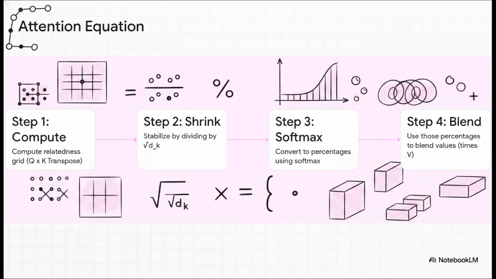And this brilliantly illustrates the whole picture. The single most famous equation in modern AI is really just a shorthand recipe of the simple, plain English steps we just built together. Step 1, compute the relatedness grid by multiplying Q by K transpose. Step 2, stabilize those raw scores by dividing them. Step 3, convert them into clean percentages using softmax. Step 4, use those percentages to blend the values by multiplying by V. That right there is the entire mathematical foundation of the transformer's attention mechanism.